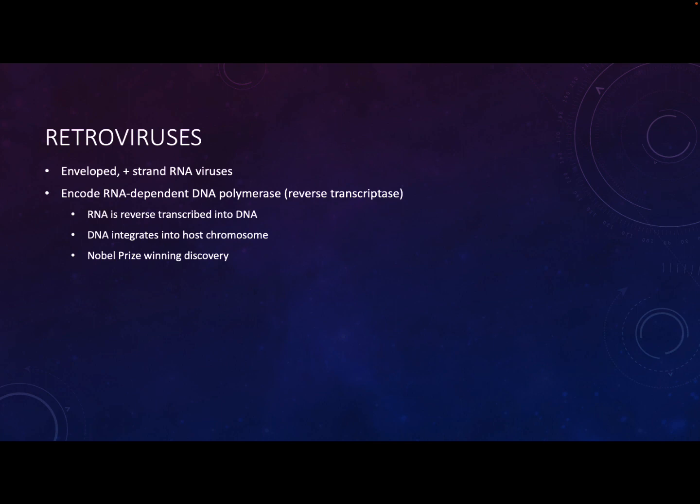And the discovery of this was actually a Nobel Prize winning discovery. So it's a very unique mechanism of replication. We typically think of, and because it's med micro we're most interested in, something like HIV, which affects humans, but the first retrovirus that was isolated actually causes tumors in chickens.